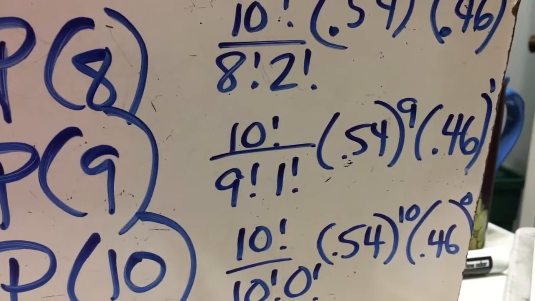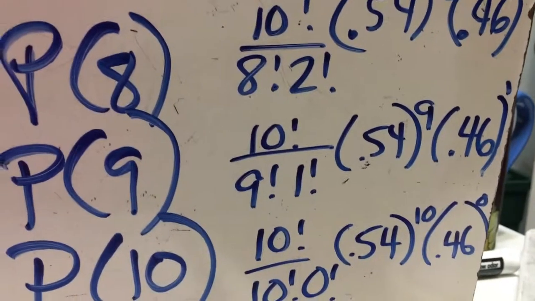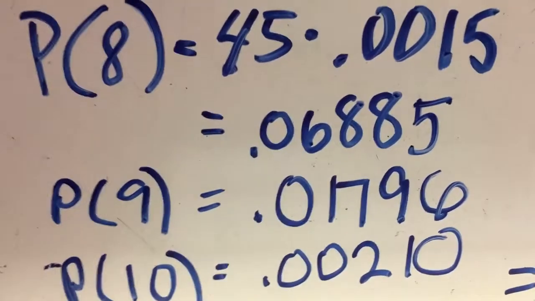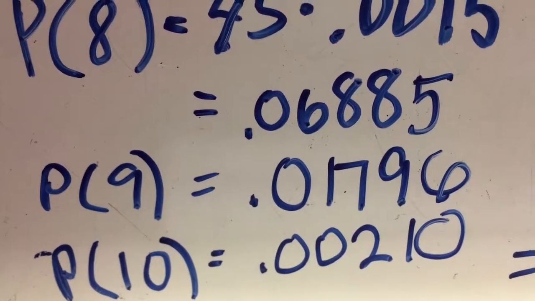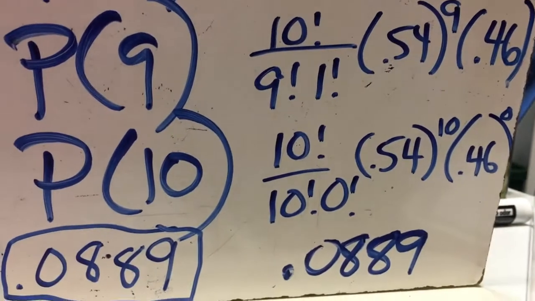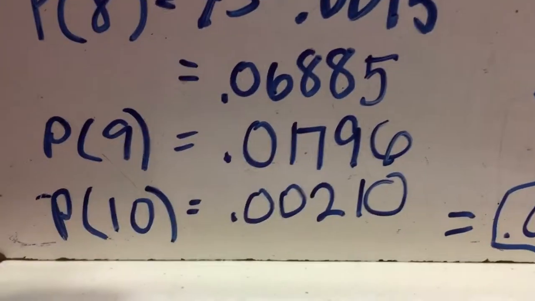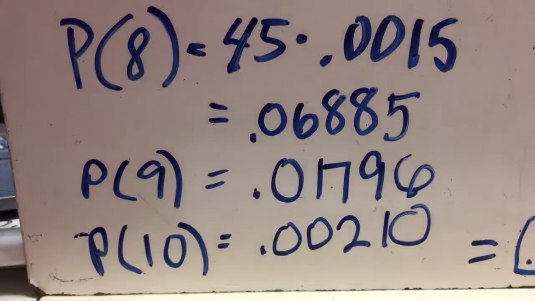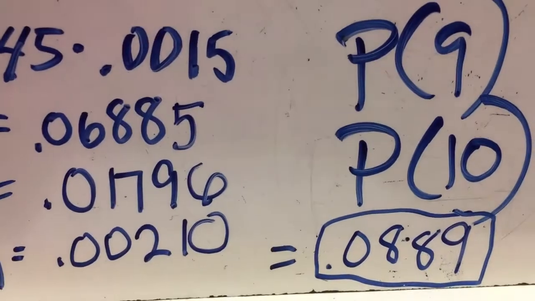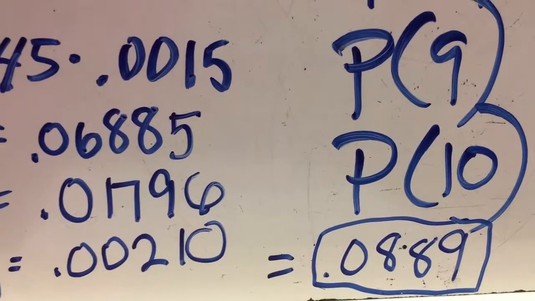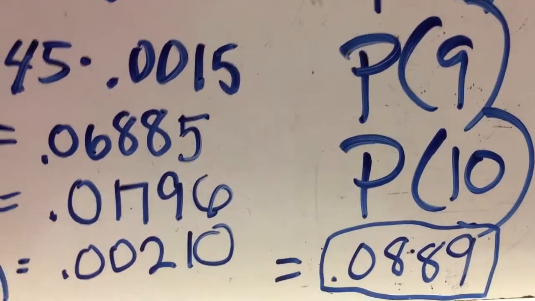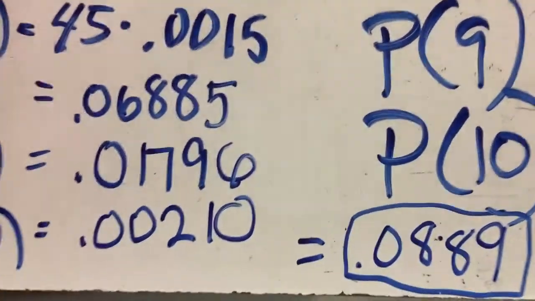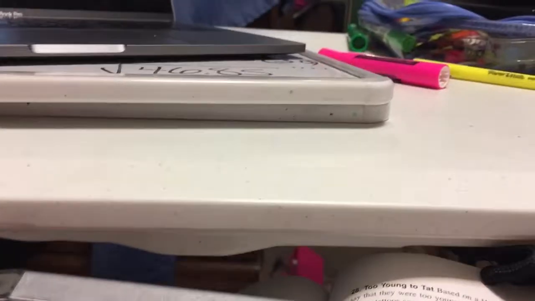When I multiplied it out, it is 0.06885. I did the same thing for probability of 9 using the binomial formula. When I finished with that, I got the probability of 9 was 0.01796. Then I did the probability of 10 using the same formula. I got the probability of 10 was 0.00210. I added all of those together, and I get the probability is 0.0889.